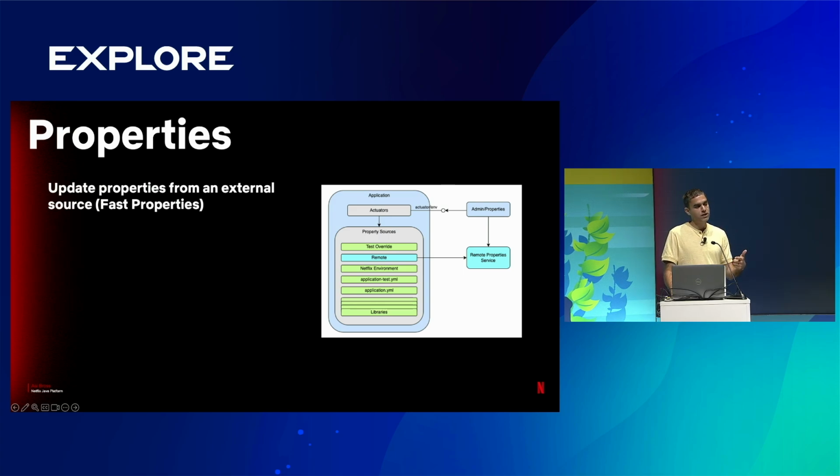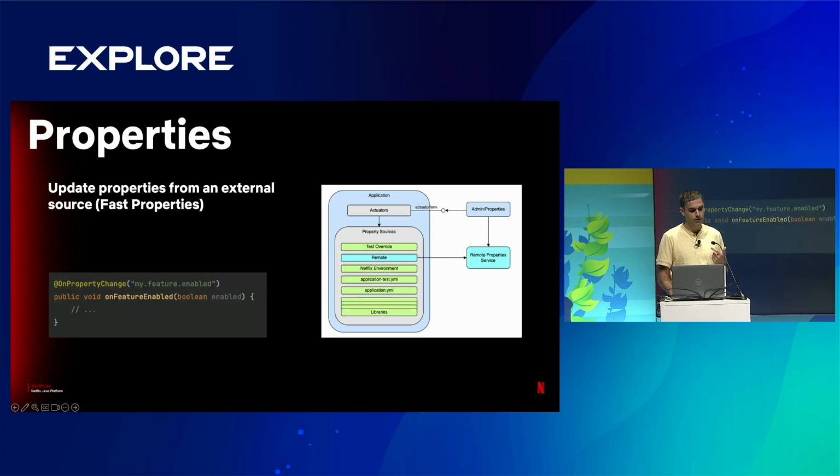We fetch it early when the application starts, but we also fetch every 30 seconds. We fetch the delta of the properties changed. And when that happens, we fire an event to trigger this method. So we introduced an on-property-change annotation where you can specify the name of the property. When a change happens, we will call this method with the correct value. In this specific case, think of it like a feature flag, whether it's enabled or disabled. From an implementation point of view, this works very similarly to how Spring implements event listeners, and we do the same and call this method.